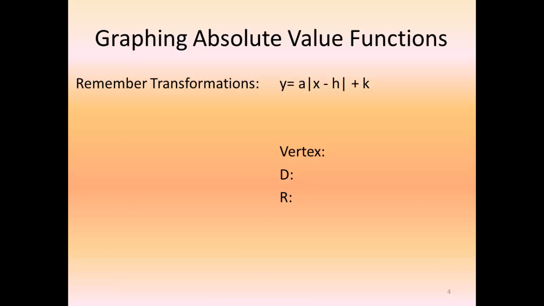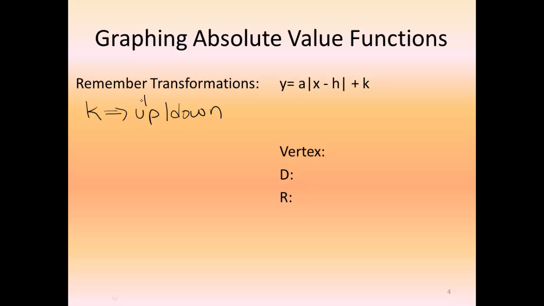So, now we did start talking about the transformations, and here we have a generic absolute value graph with values of A, H, and K, and I want to talk about what each one does. The K on the outside will move a graph up or down.